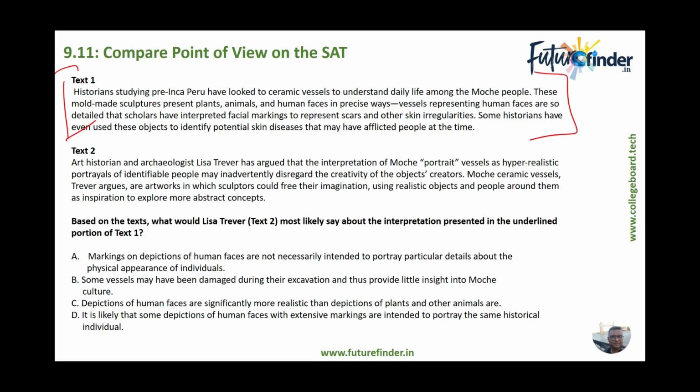It primarily looks into two things. One, some kind of mold-made sculptures, depicting plants, animals, and human faces. And then the rest says vessels, right? Not pots, but vessels representing human faces, and they are detailed and have skin irregularities, and people are trying to make out whether dermatological problems would have affected people at that point in time. That is the gist of text 1. Now let's look at text 2.